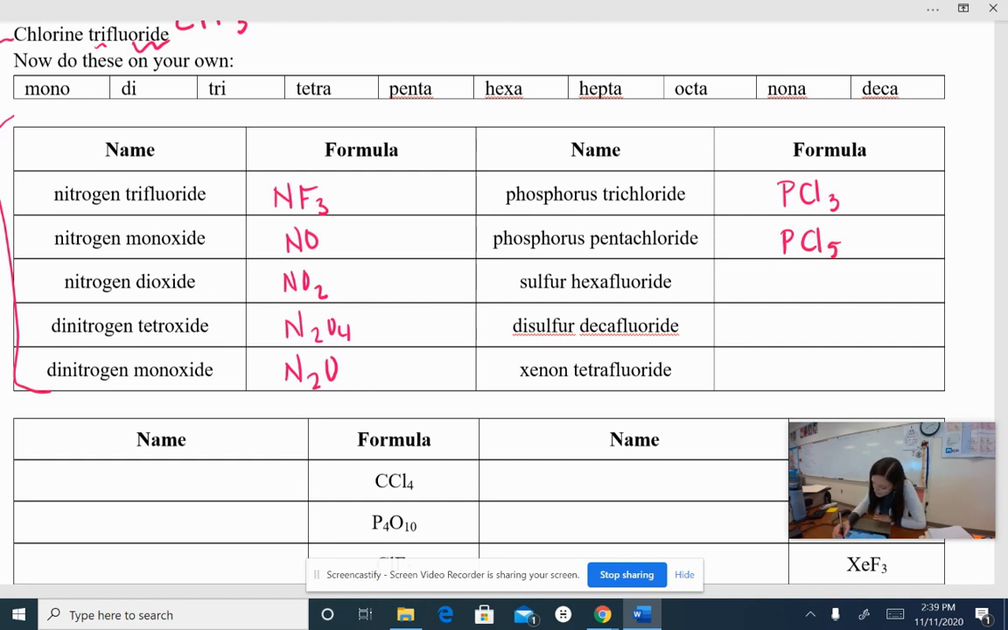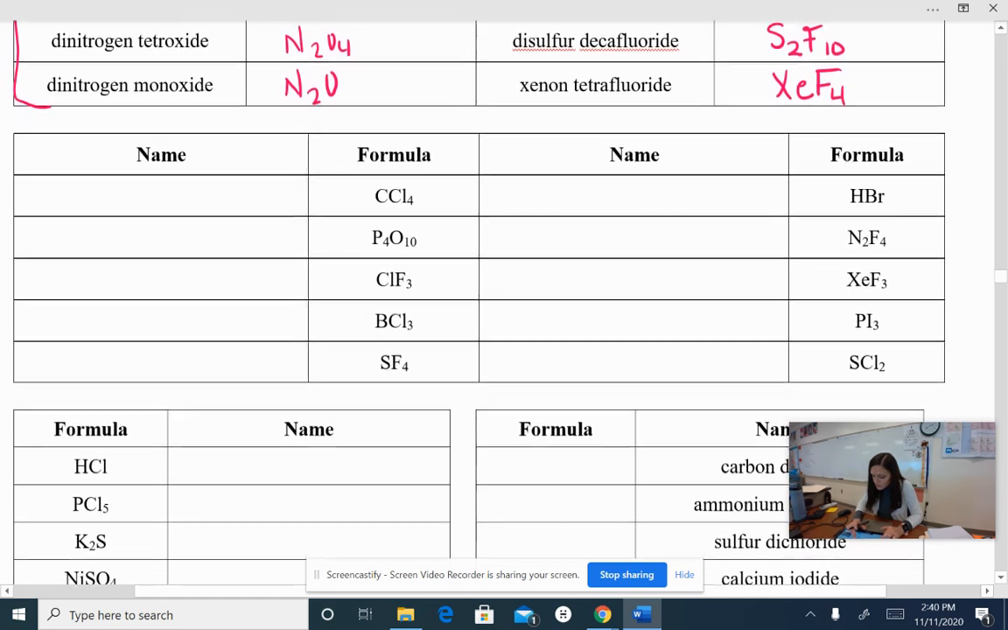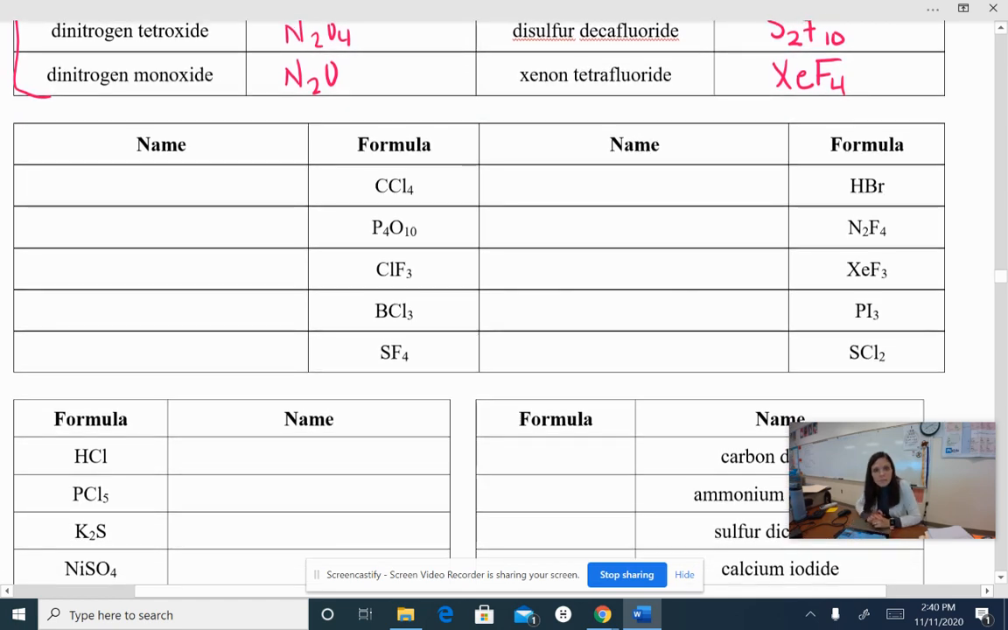Sulfur hexafluoride. Did you come up with SF6? Disulfur decafluoride. Did you come up with S2F10? And xenon tetrafluoride. Did you come up with XeF4? All right, how did you guys do? All right, this next section, I also want you to take a minute, pause the video, and see if you can do this on your own. We'll check in a minute.